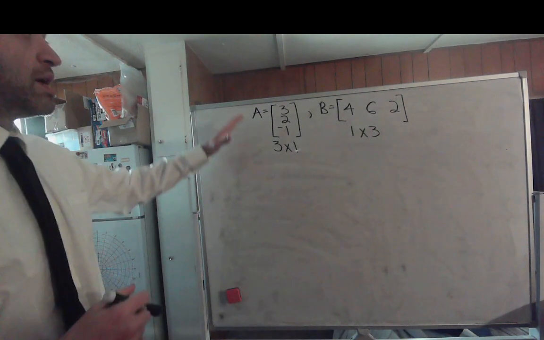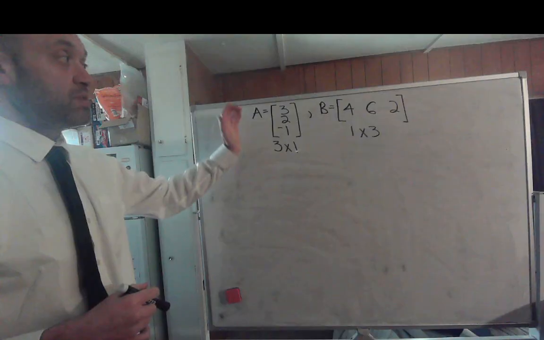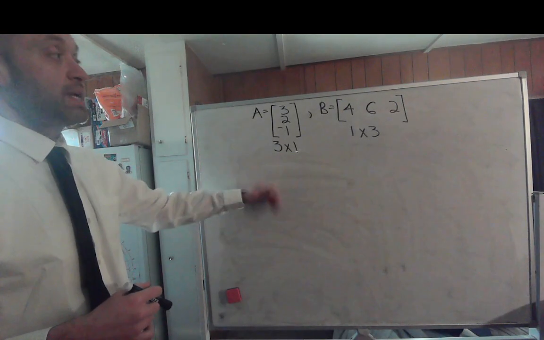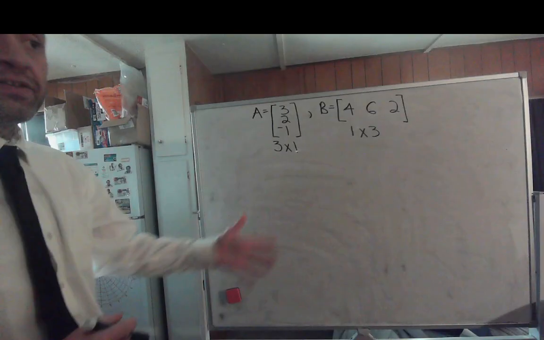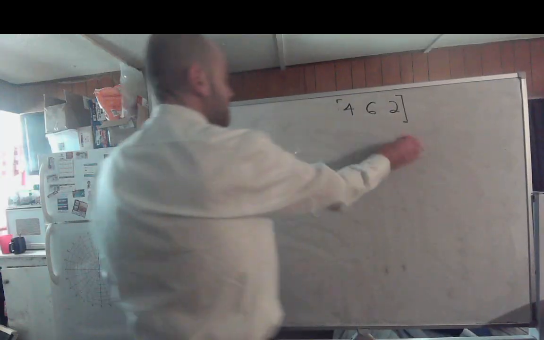So we don't have a prayer of adding or subtracting. All we can do is scalar multiplication, but we cannot add or subtract these. They're different dimensions. So the bottom line is, if you're going to add or subtract matrices, they have to be the exact same dimensions.